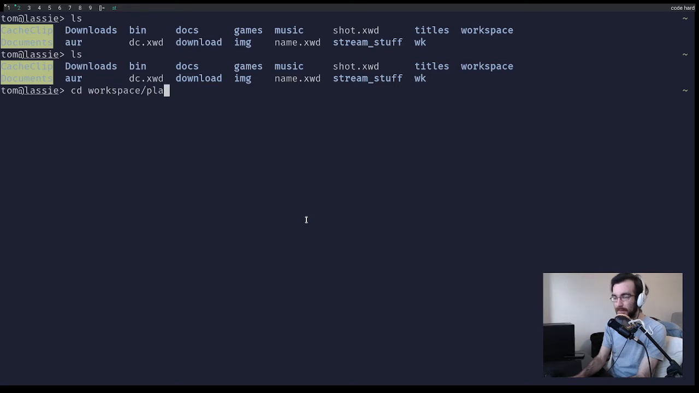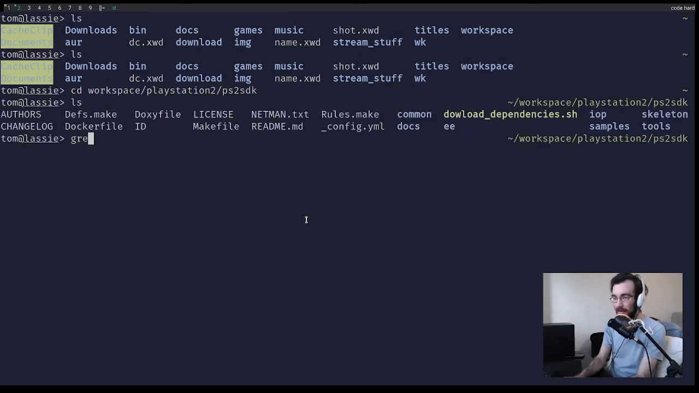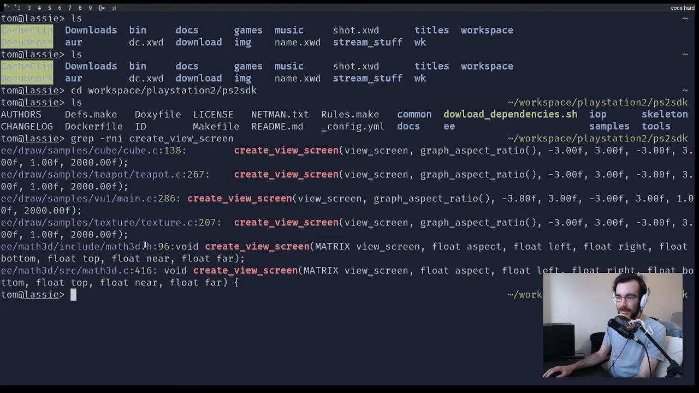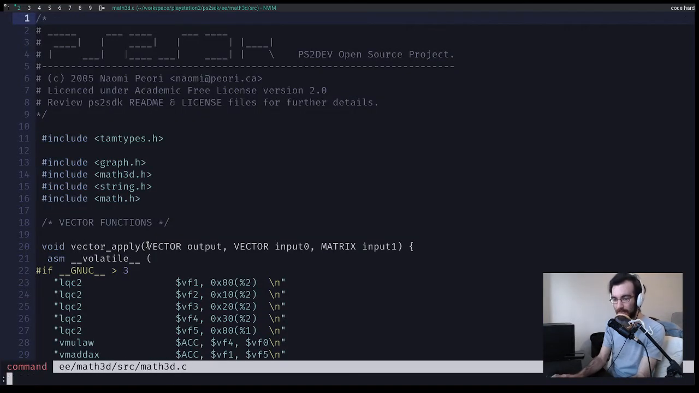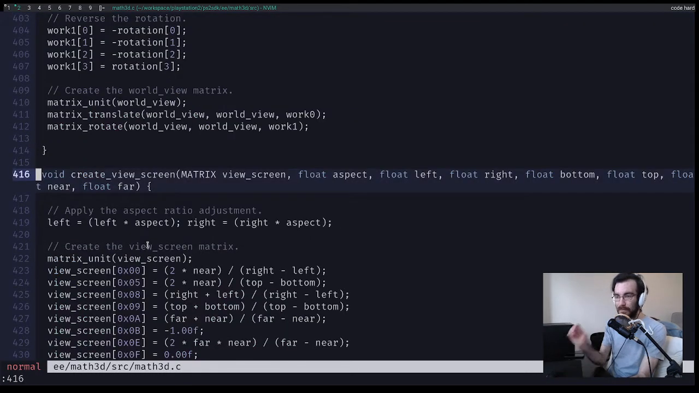Where are we? Workspace, PlayStation 2, PS2SDK. And what are we looking up? We're looking up create view screen. It's going to be, oh yeah, it's in 3D math, of course. EE, math3d, source, math3d, line 416. Perfect. So left, right, bottom, top, near, far.